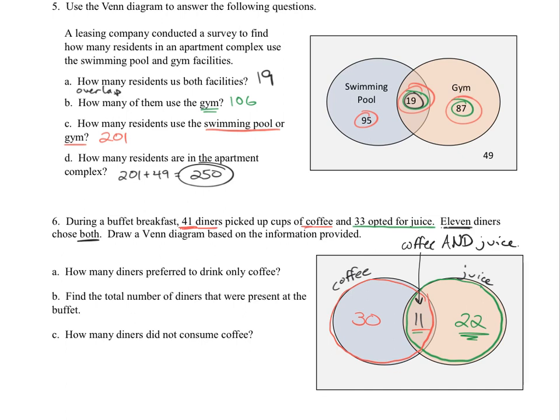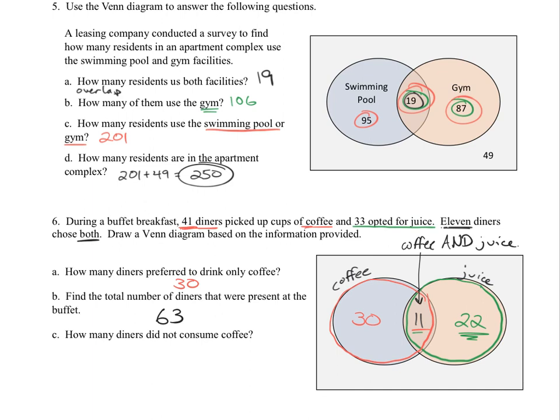How many diners preferred to drink only coffee? Well, now that we have all of our numbers in here and we've defined what everything means, we can answer that pretty easily. It's just going to be 30 people. The second question is find the total number of diners that were present. All we have to do is add all three of these numbers together. So we have 30 and 33. If you add those together, that's 63 total people.